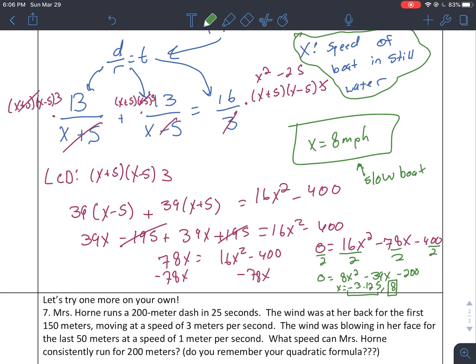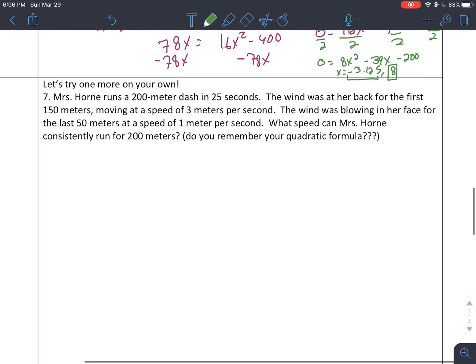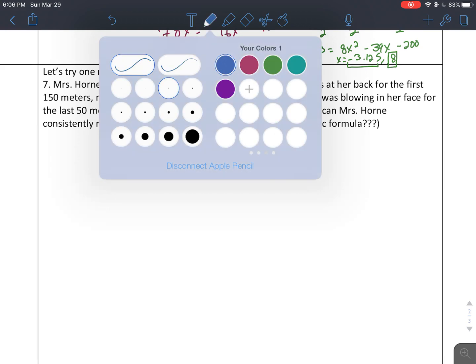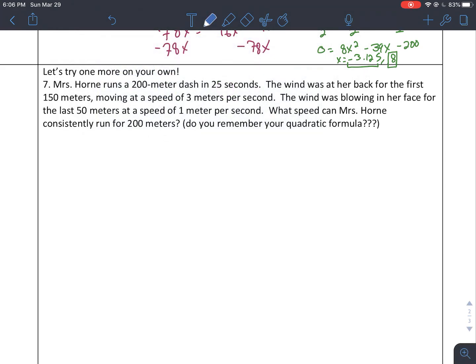But that's exactly how you do these questions, guys. Let's do one more. All right, so this one says Mrs. Horn runs a 200-meter dash in 25 seconds. The wind was at her back for the first 150 meters, moving at a speed of 3 meters per second.